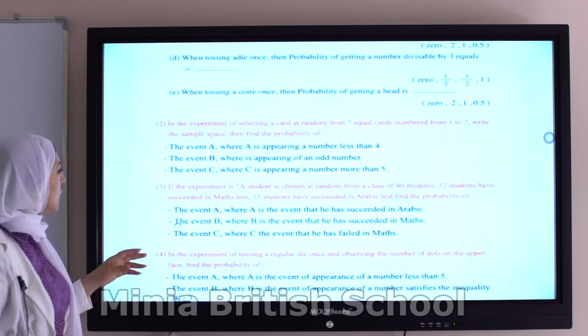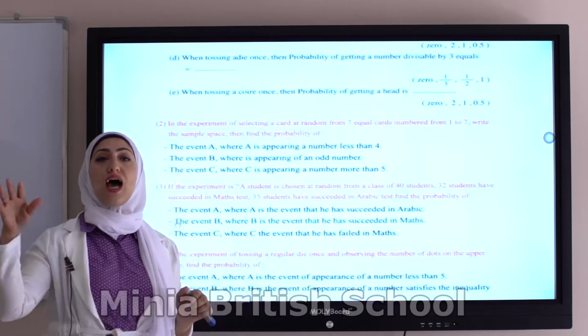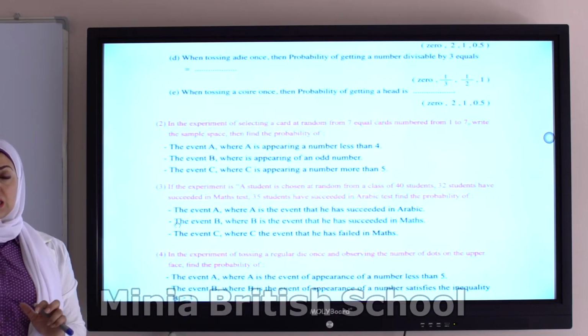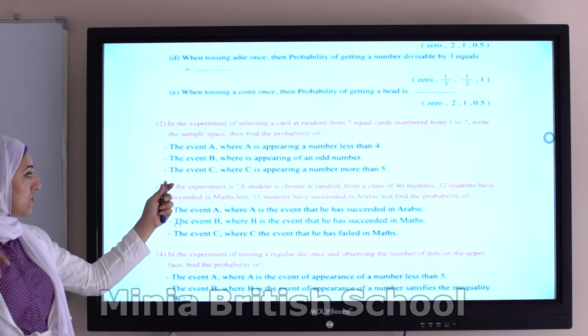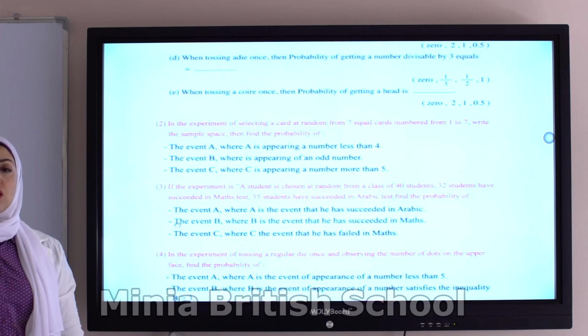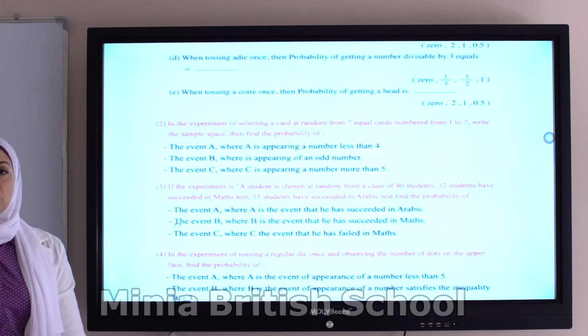The next one, event C, where C is appearing a number more than 5. 6 and 7. So the number of event C equals 2, and the sample space equals 7. So the probability of event C equals 2 over 7.